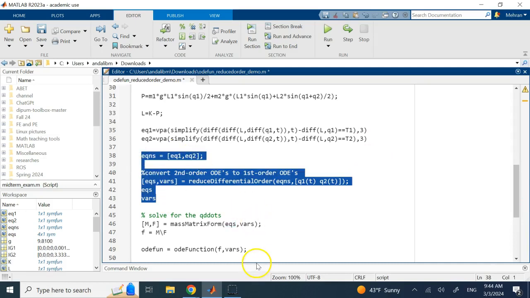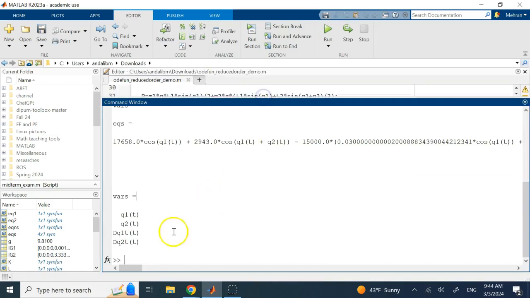We do that, and look. These are the 4 dummy variables: q1, q2, dq1t, and dq2t, which are q1 dot and q2 dot. You see? So it chose them, and the order that it did is q1, q2, dq1, and dq2. This is how it is chosen, okay? So when you want to plot them later, you have to pay attention.